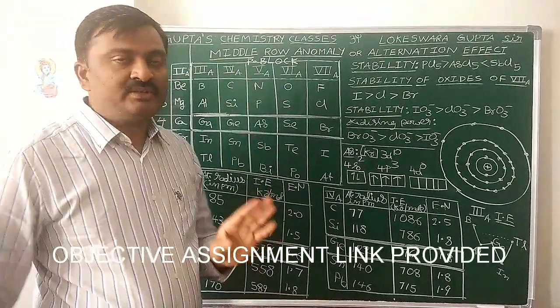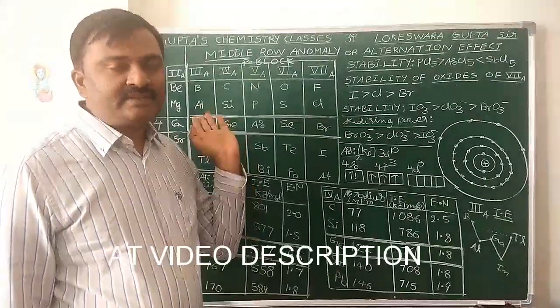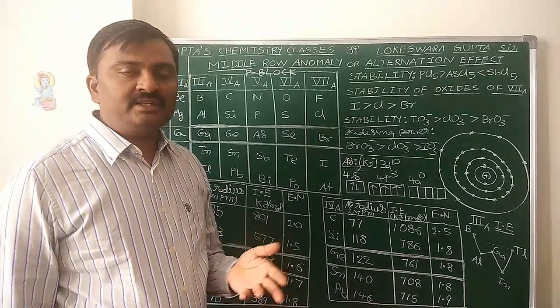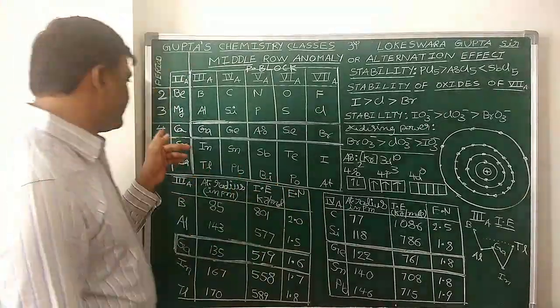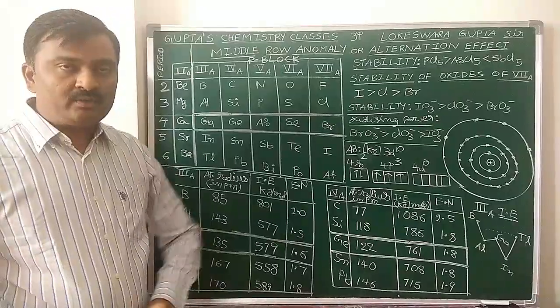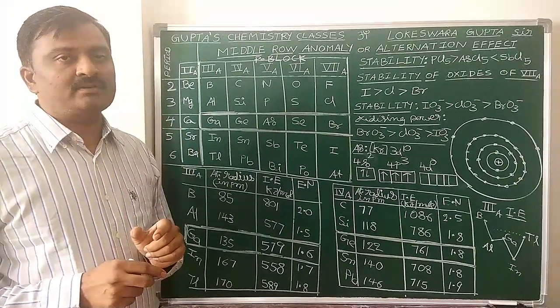Middle row. See, we know that in the modern periodic table, 7 horizontal rows are there, 7 periods are there. In that, what is the middle period? Middle row is the fourth period. Now, fourth period elements of the p block, not the s block.